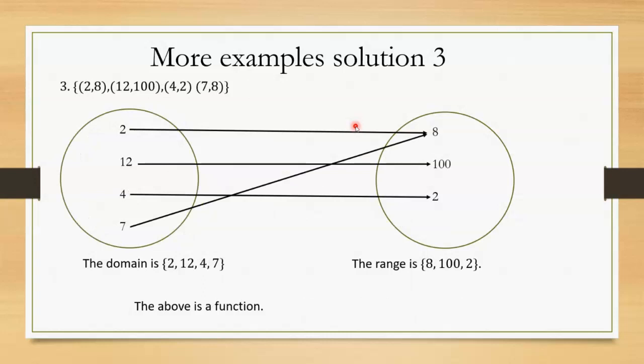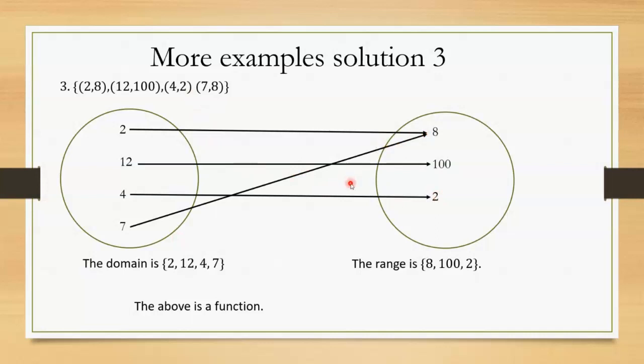What about this one? Here the domain would be 2, 12, 4, and 7. For the range, we would have 8, 100, 2, and 8 is already listed. Again, we just draw the arrows. So 2 to 8, 2 arrow 8. 12 to 100, 12 arrow 100. 4 to 2, we have 4 arrow 2. And finally, 7 arrow 8.